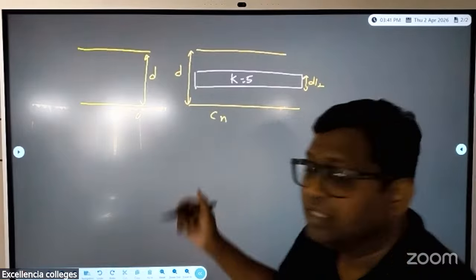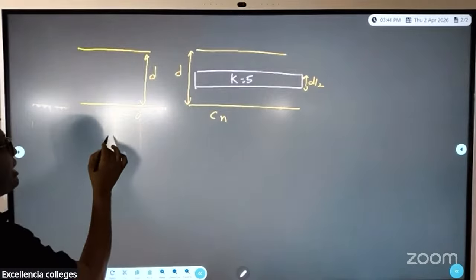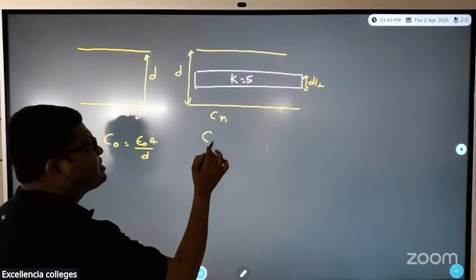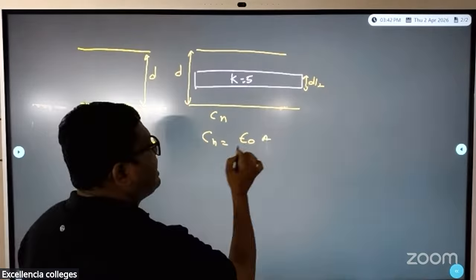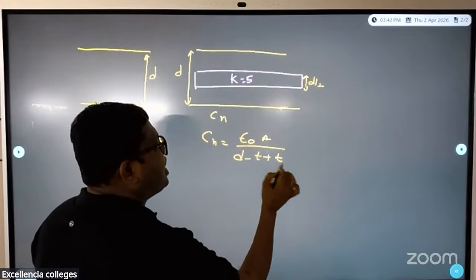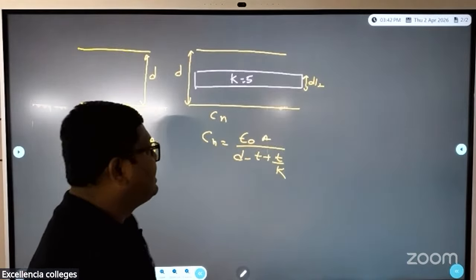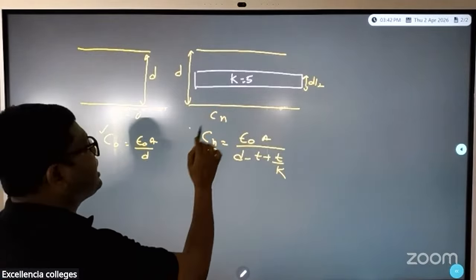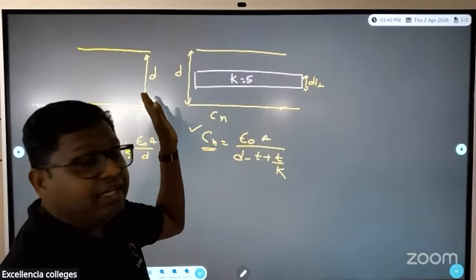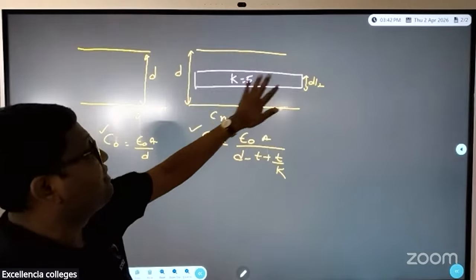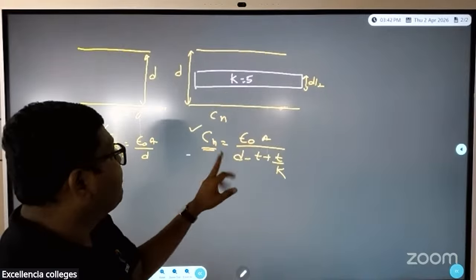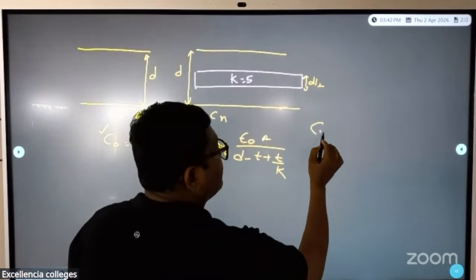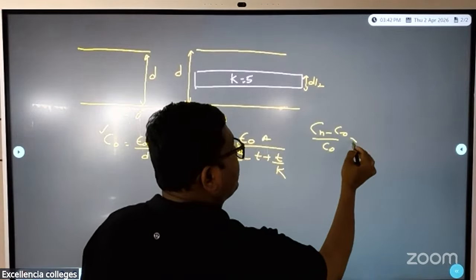Let's calculate. You have this empty capacitor, so capacitance C is equal to epsilon naught A upon d. You have this new capacitance, which is given by epsilon naught A by (d minus t plus t upon K). This is the value of the new capacitor, just a simple formula that has been taken into account. This is without the dielectric, so there is empty space, and this is with the dielectric, which is partially filled. Everyone is familiar with this equation. Now, taking this into account, you are asked to calculate (C new minus C naught) divided by C naught, into 100.